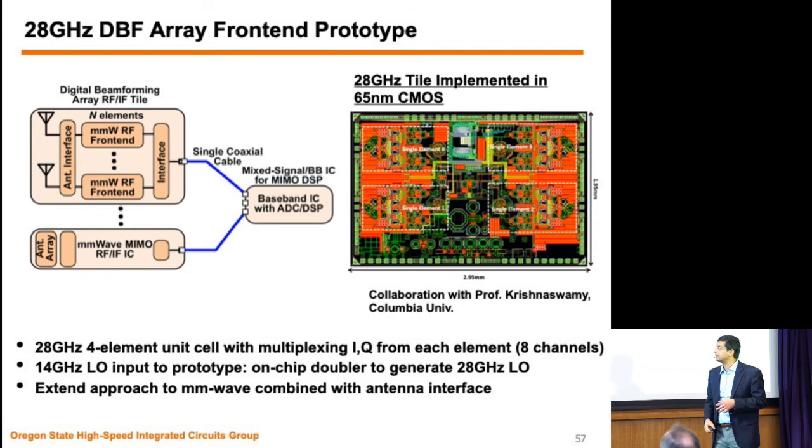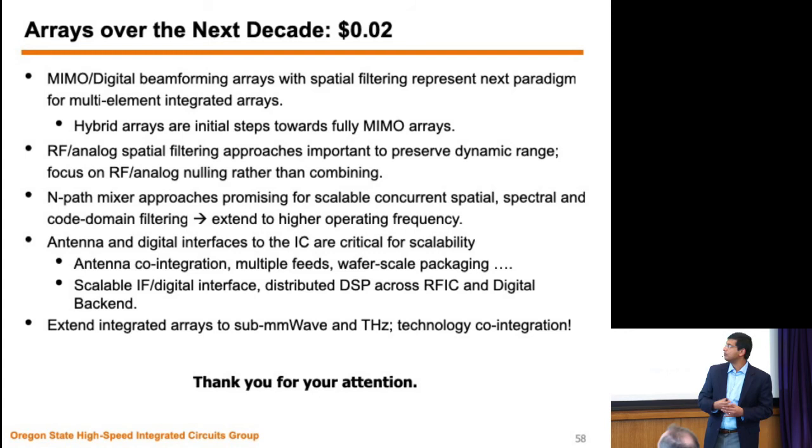So to conclude, what do we see as our vision for arrays over the next decade? I hope you've seen some demonstrations of how we need to basically think of arrays no longer as combined arrays in the analog domain, but as nulling arrays, where we want to reject interferers and then form beams and do all the digital signal processing at the back end. And this extends not just to spatial filtering, but to frequency filtering as well with carrier aggregation. So our job as analog or RF designers becomes how to preserve dynamic range and reject interferers.